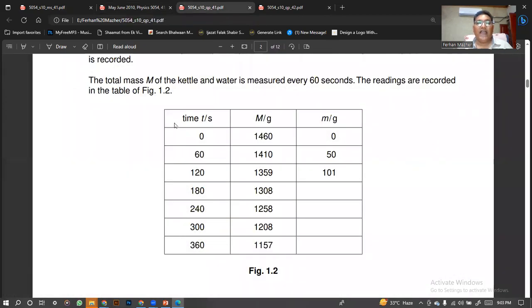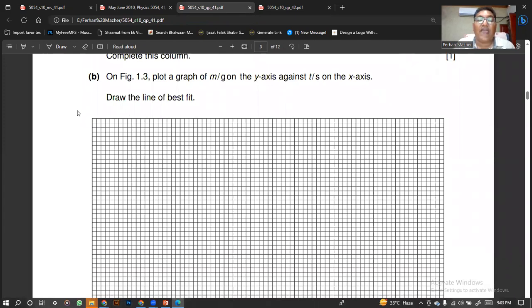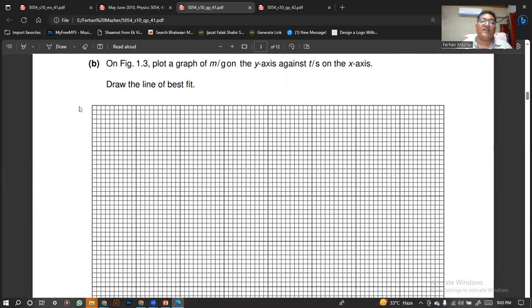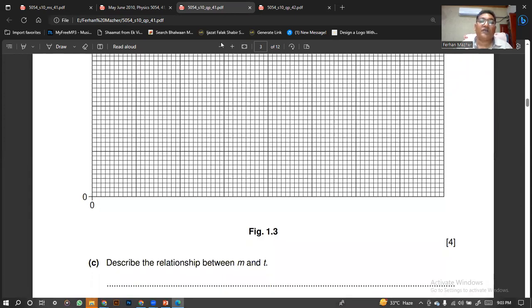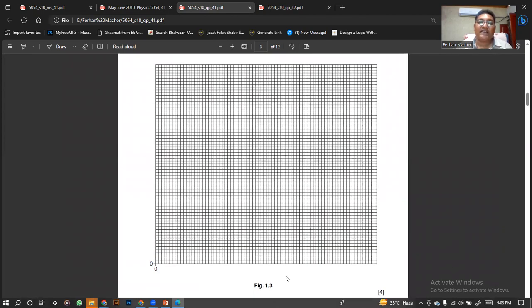Okay. Then we have B part. On the figure 1.3, plot a graph of m, the mass which was lost, small m in grams on the y-axis against the t in seconds on the x-axis. Draw the line of the best fit. Okay, so this graph is starting from the 0, 0. And on the x-axis, we will take the time. On the y-axis, we will take the value of the small m, which means the mass which is lost. And that was the third column in that table.